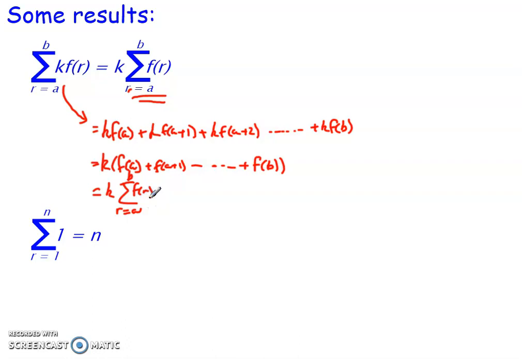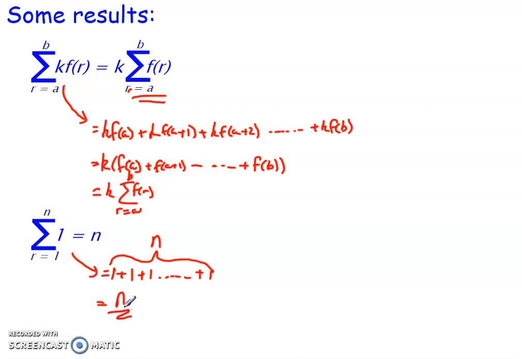Exactly what we wanted. The second property we need to know is the sum from r equals 1 to n of just the constant 1 is given by n. So if I take the sum from r equals 1 to n of 1, what that simply means is I've got 1 plus 1 plus 1, and I do that all the way up to a final plus 1, but what you'll realise is that I've got the sum from r equals 1 to n, so I've got n terms. So I've done 1 adding to itself n times, so I can quite simply say that that's equal to n.